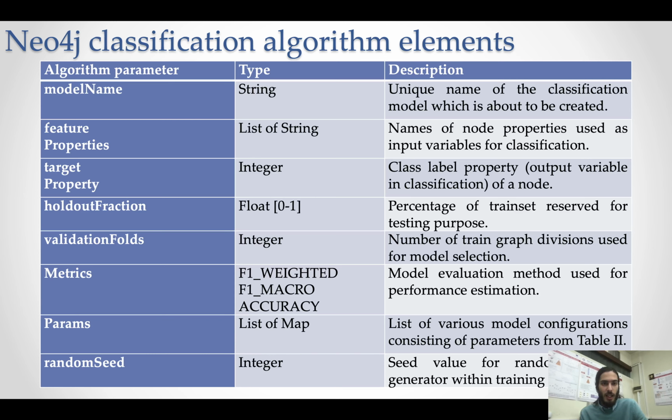Here, on this slide, we see the main Neo4j classification algorithm elements. The first is the model name. Once training is done, the candidate model with the highest score will be stored in the local catalog under this name. Feature properties represent the inputs, the independent variables used for the classification method. In our case, it would be the number of previous cancellations, hotel ID, something that is input of the classification algorithm itself.